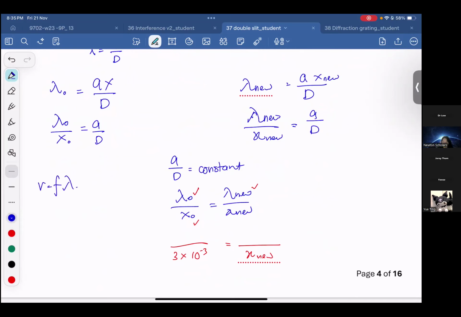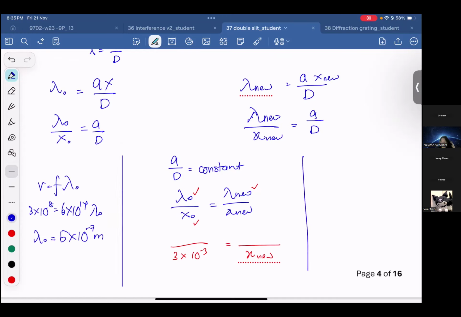V equals to F lambda, 3 times 10 power of 8. The starting frequency is 6 times 10 power of 14. So your original wavelength should be 5 times 10 power of negative 7 m. Then your new wavelength: V equals to F lambda, 3 times 10 power of 8, new frequency is 5 times 10 power of 14. So the new wavelength is equal to 6 times 10 power of negative 7 m.